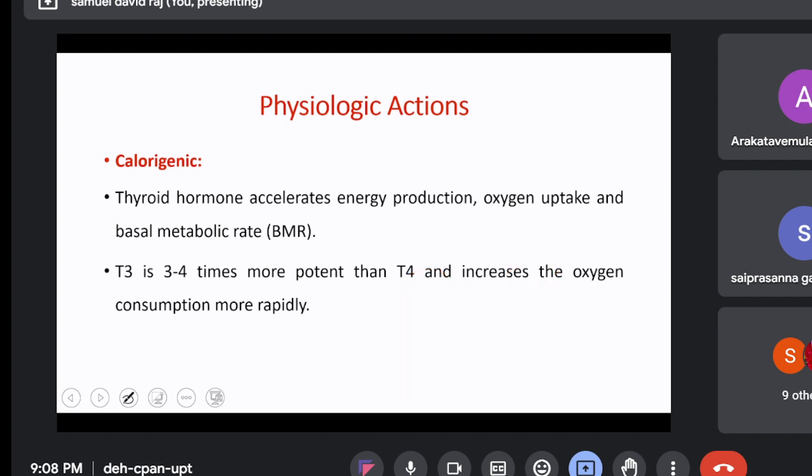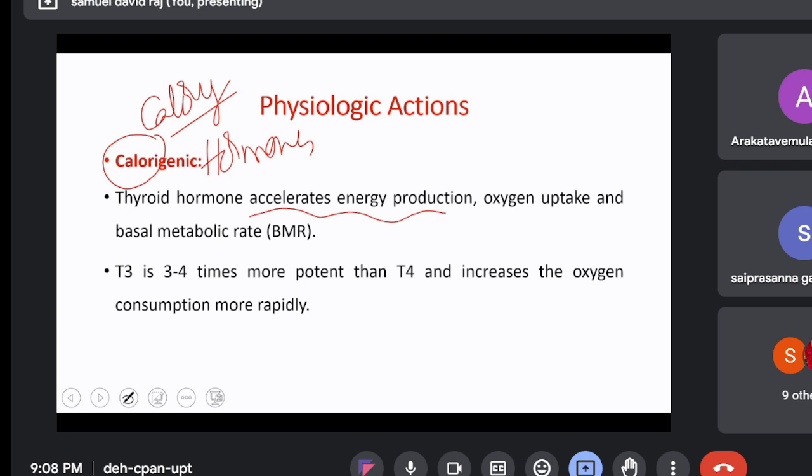And coming to T3 and T4, what is their main function? These two are called calorigenic hormones. The name implies that they are responsible for the production of energy. Energy is measured in calories. So we call these hormones calorigenic hormones because they accelerate energy production.